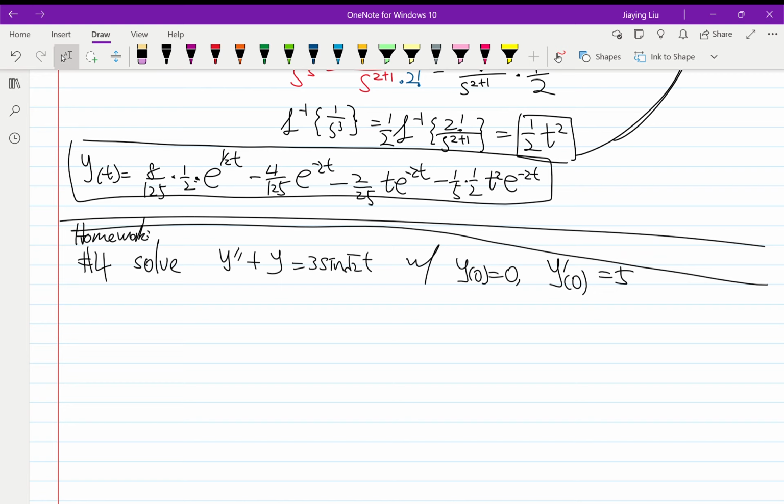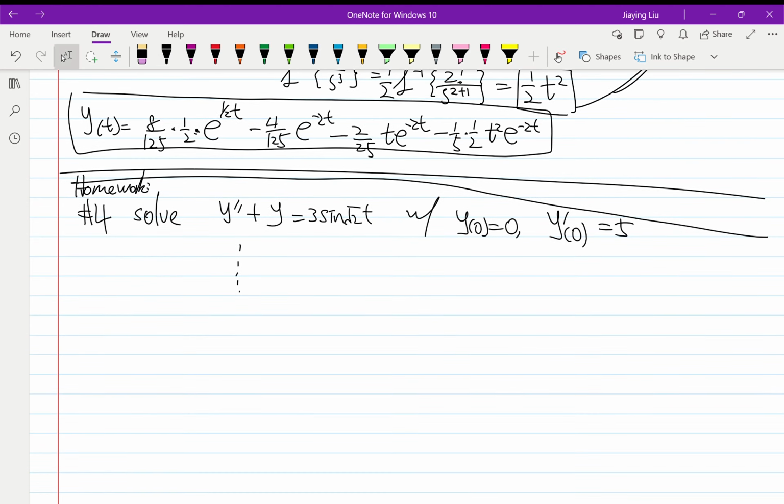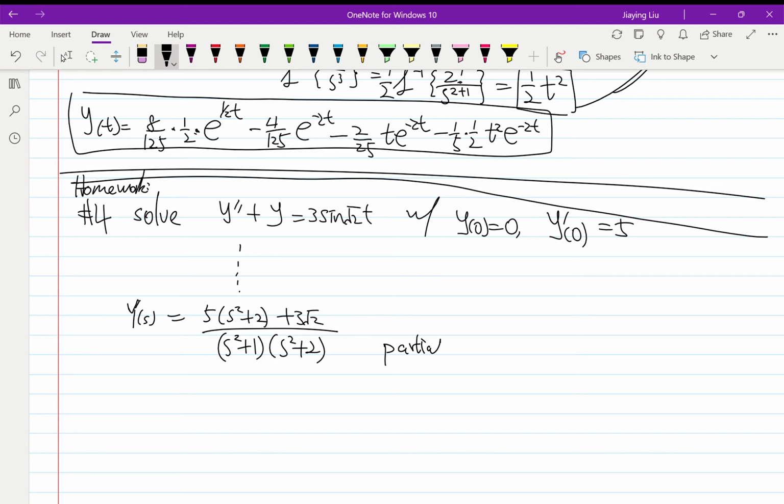So I'm not going to do the beginning work, so I'm going to leave you to it. Basically, you apply whatever we talked about so far in lectures and the recitations, and eventually you're going to reach this point to have capital Y of S equal to 5s squared plus 2 plus 3 square root of 2 over s squared plus 1 times s squared plus 2. And at this point, you want to find partial fractions.